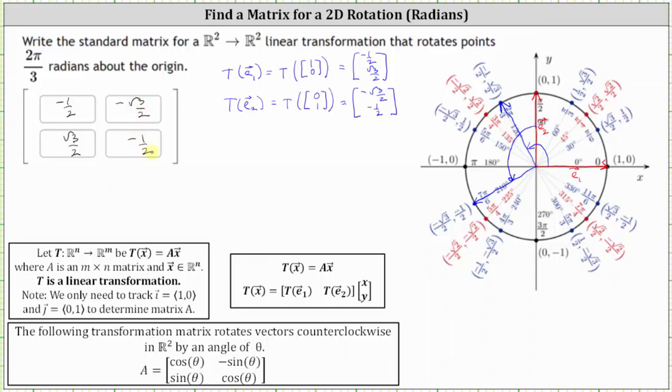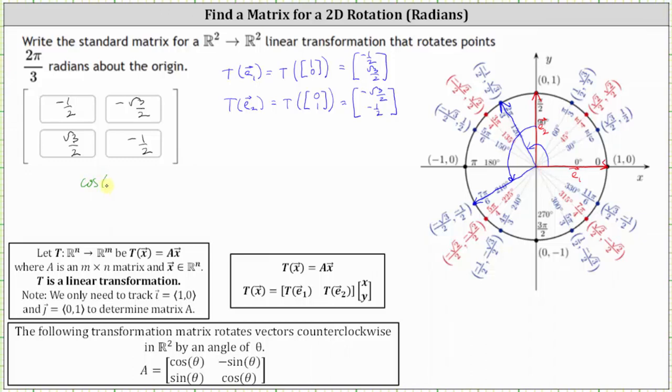I do want to compare this result to the following transformation matrix shown below, where we're given the following transformation matrix that rotates vectors or points counterclockwise in R2 by an angle of theta. So this is the general form of the transformation matrix for any rotation in R2. Let's verify we get the same result using this transformation matrix.